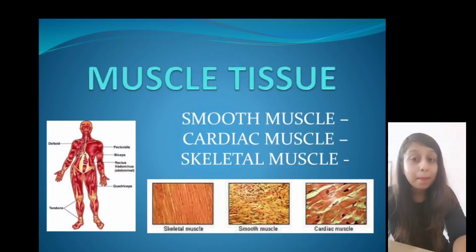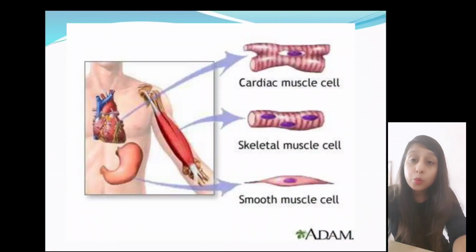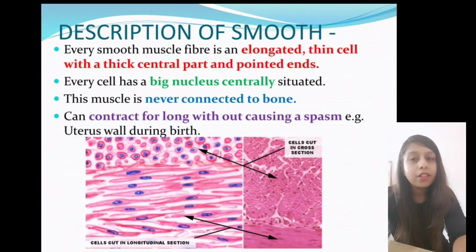Now next is the muscular tissue. There are 3 types of muscle tissues: smooth, cardiac, and skeletal. Let's start going through them. So first is the smooth muscles. Every smooth muscle fiber is an elongated thin cell which is generally spindle shaped. Every cell has a very big nucleus centrally situated. These muscles are never connected to bones, and can contract for long without causing a spasm.